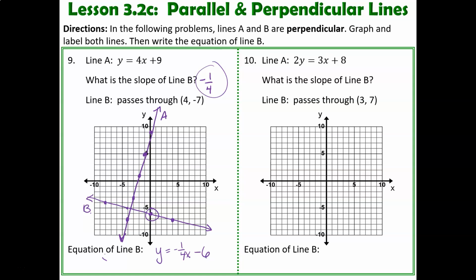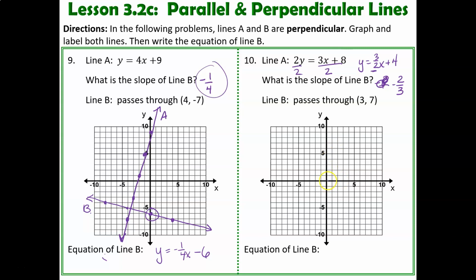So line A is 2y equals 3x plus 8. Let's put that in slope-intercept form first by dividing by 2. So I have y equals 3/2 x plus 4. So if the line's perpendicular to that, we're going to flip the slope upside down and make it negative. So negative 2/3 is your slope. It passes through the point 3, 7. So let's see if we can get the y-intercept.